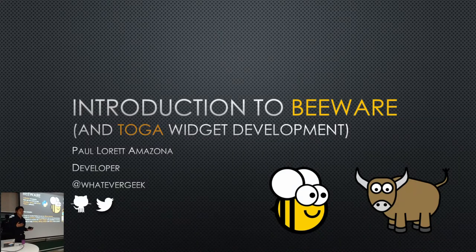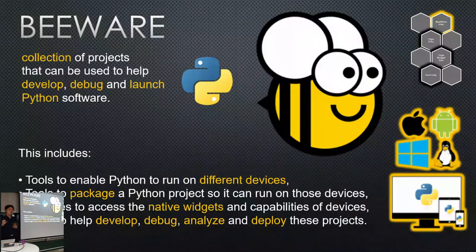BeeWare is a collection of projects that can help develop, debug, and launch Python software. It includes tools that enable Python to run on different devices, like Windows, Mac, Android phone, and iOS. It also includes packaging libraries, so that you can develop your Python applications and have a way to deploy them on the various platforms. And there are libraries that access native widgets: native widgets in Windows using the .NET framework, native widgets in Android using Java, and in macOS I think they use something called Cocoa. And there are tools to develop, debug, analyze, and deploy.